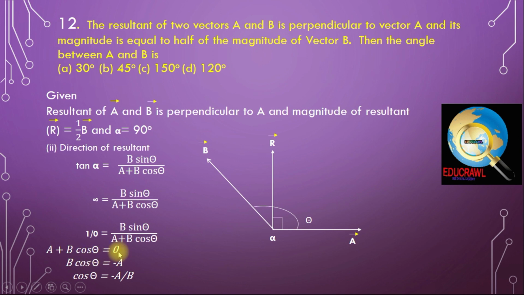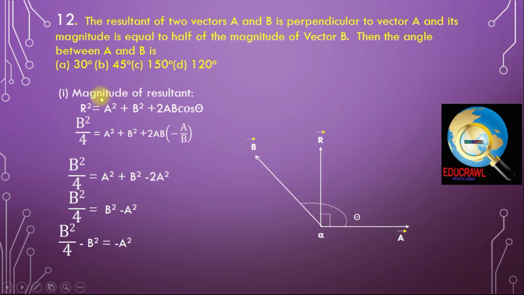If a plus b cos theta is equal to 0, you take a to that side. It becomes b cos theta is equal to minus a. Now take the b to that side. Here b is in multiplication with cos theta, so when it goes to that side, it goes as division. So cos theta is equal to minus a by b. Mark this equation and keep it, because we are going to substitute this cos theta in our next derivation to find the angle between a and b. So please mark this equation.